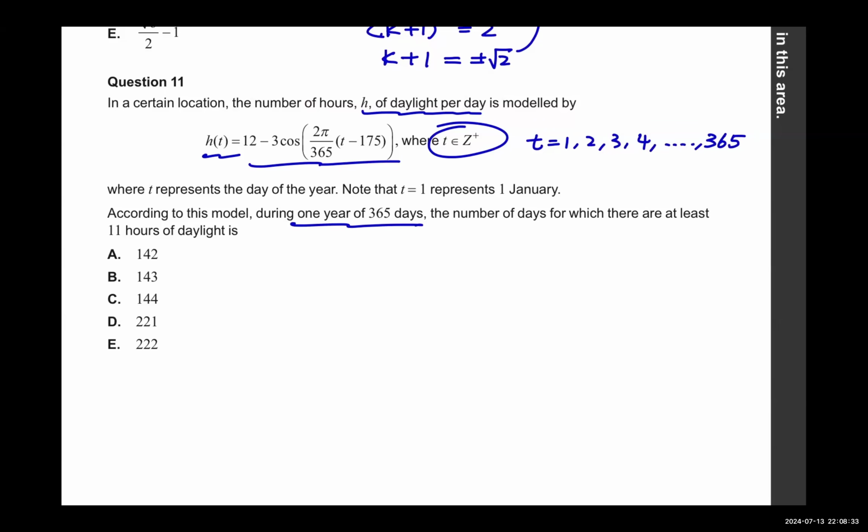And we would love to see there are at least 11 hours of daylight. This means I need to solve an inequality: h of t is greater than or equal to 11. What you can actually do is sketch this function and first treat my domain like from 0 to 365, because we are talking about during 1 year of 365 days. So this is what I'm going to do.